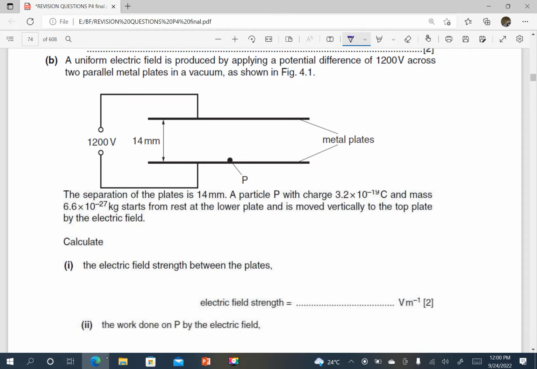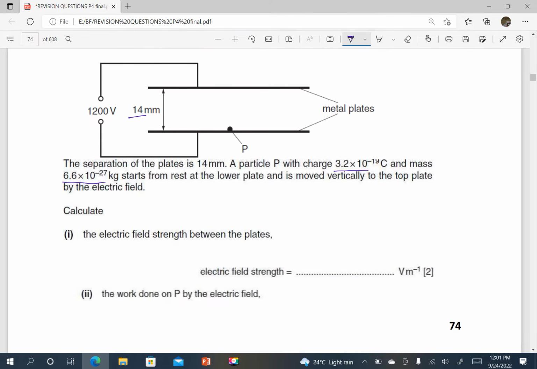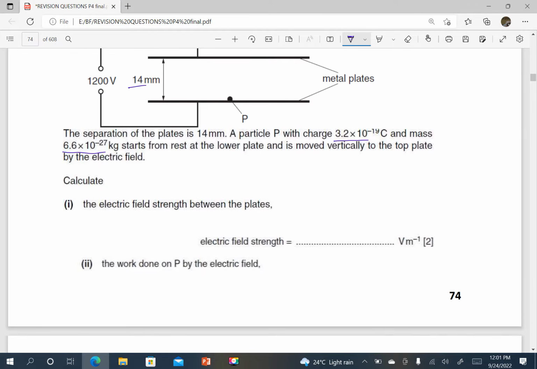A uniform electric field is produced by applying a potential difference of 1200 volts across two parallel metal plates in a vacuum, as shown. The separation is 14 millimeters. A particle P with a charge of 3.2 and mass of 6.6 starts from rest at the lower plate and is moved vertically to the top plate by the electric field. Calculate the electric field strength.